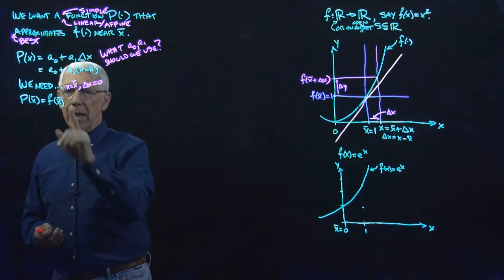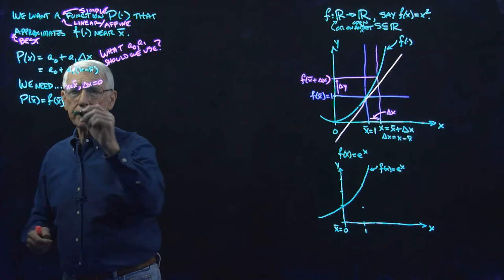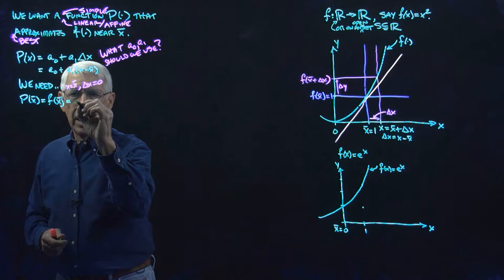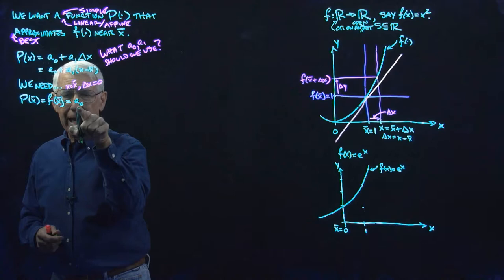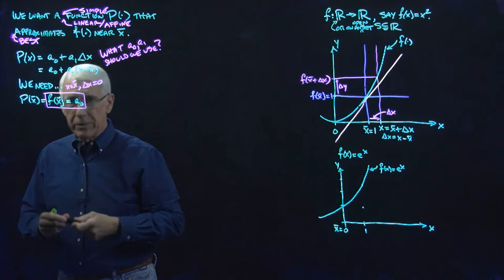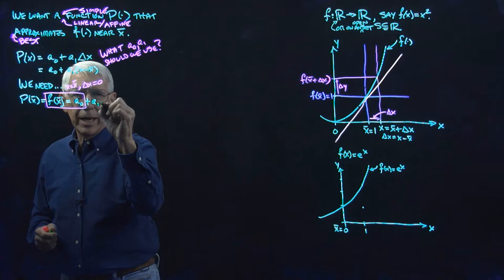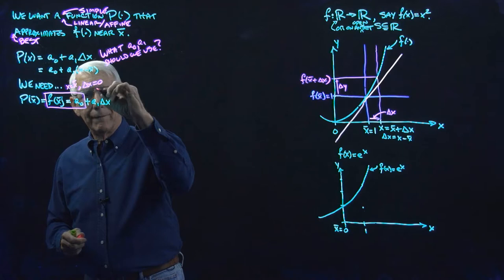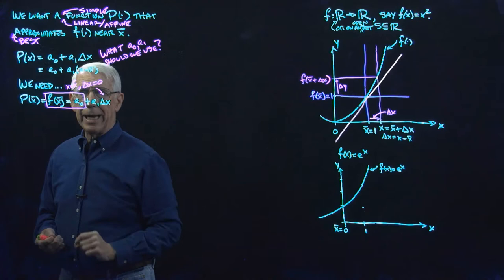This tells me that p of x bar should be a naught. So that means a naught should be f of x bar. So let me write that in. Put a little rectangle around that. In fact, let's even go a little further. f of x bar is actually a naught plus a1 delta x, but of course, delta x is 0, so that means that p at x bar should be a naught. So we've figured out what the best a naught is.